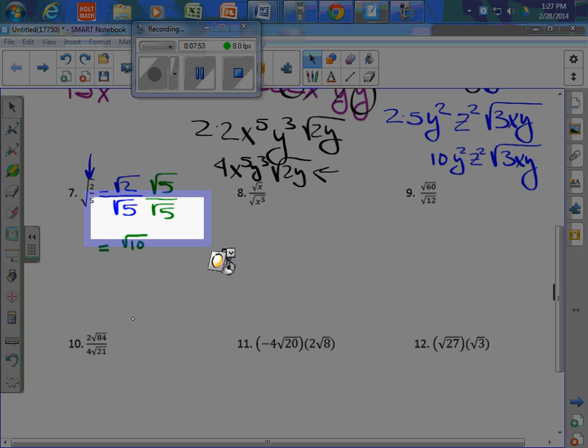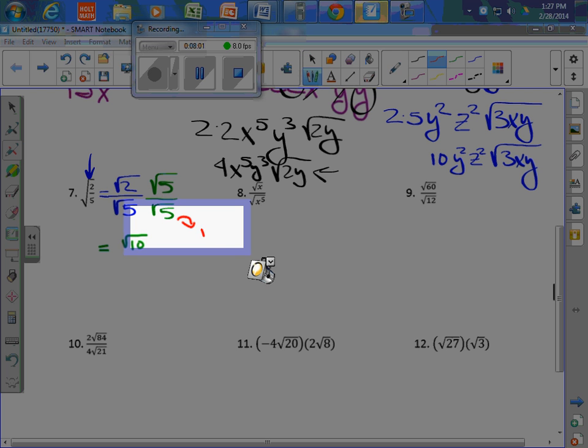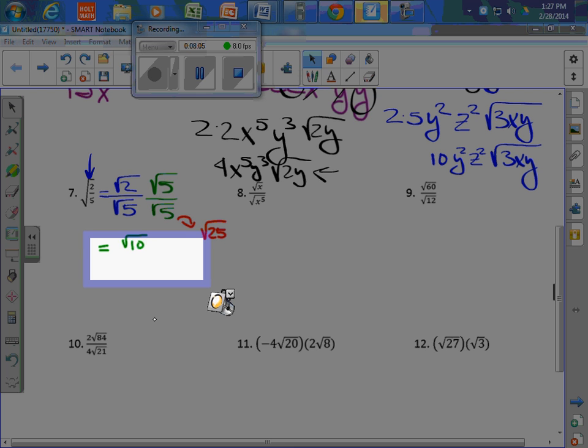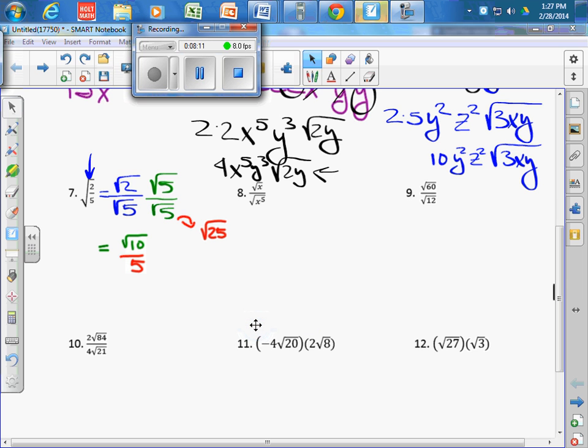Then in the denominator, look at it. Radical 5 times radical 5 is what? Radical 25. And what's the square root of 25? 5. So you have a 5 in the denominator. Your answer is radical 10 over 5.